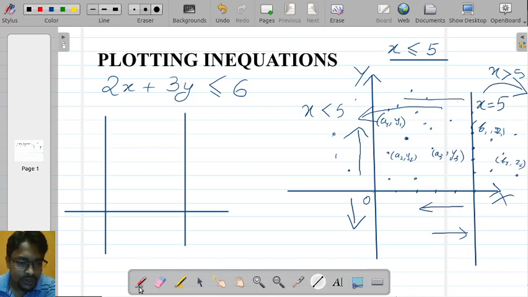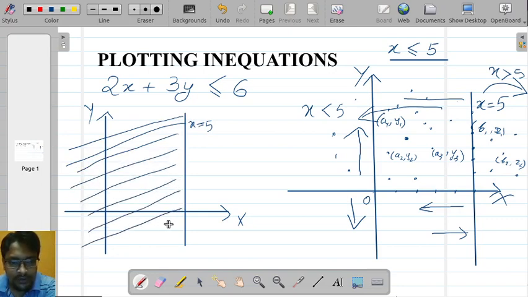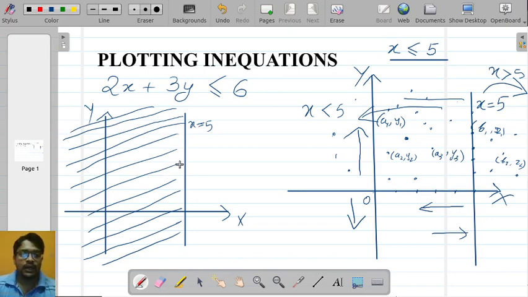Okay, so this is the y-axis, this is the x-axis. Okay, this line is x equal to 5. So the region of the xy plane which satisfies this inequation is the left region. Okay, anywhere, so we can just shade it, right? So anywhere on the left of this line, this inequality is always satisfied.